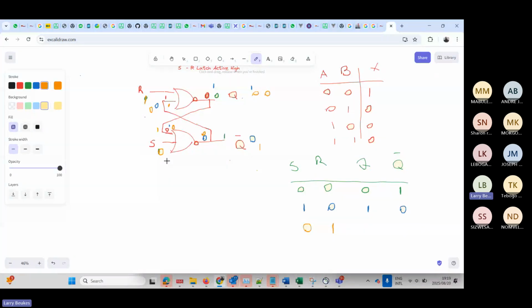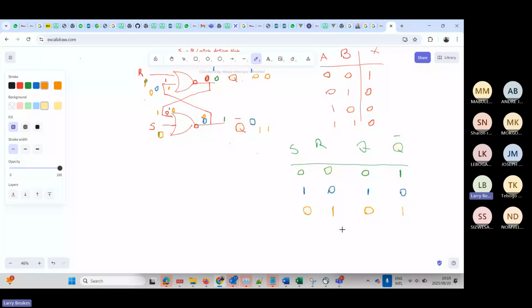Just to make sure, 0, 0 results in a 1, right? So with 1 and 0, we get Q to be 0 and Q naught to be 1. We call this stage reset. Here you can see it's just the inverse of this. So Q becomes a 0, and Q naught becomes a 1, right?